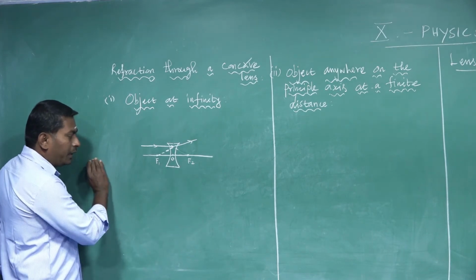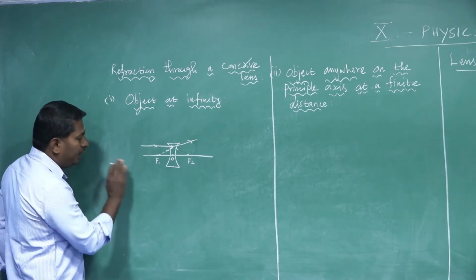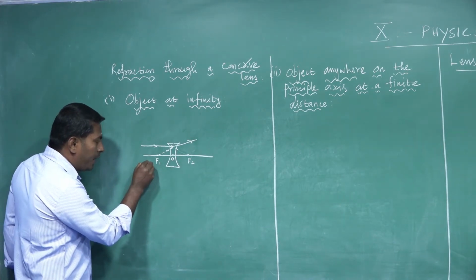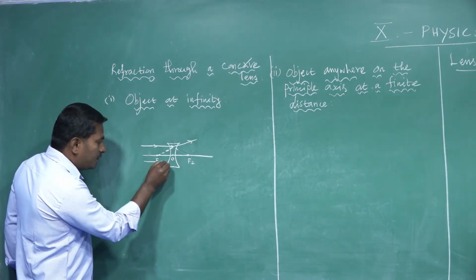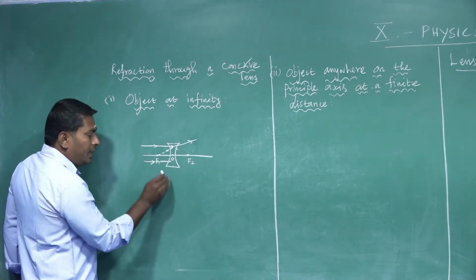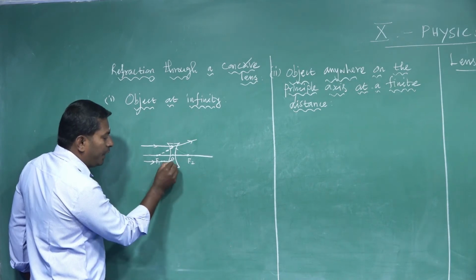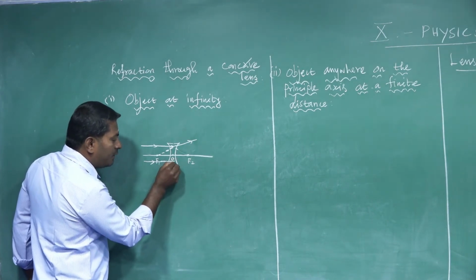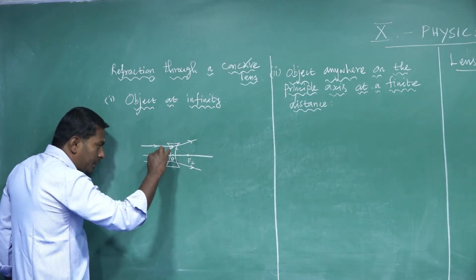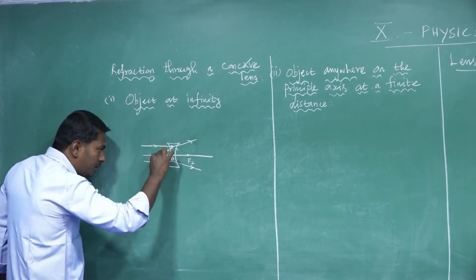Next, another ray coming from the object placed at infinity. That ray is a parallel ray. That ray travels parallel to the principal axis, incident on a concave lens, refraction takes place. After refraction, that refracted ray travels along this direction. But this ray appears to be diverged from this point.